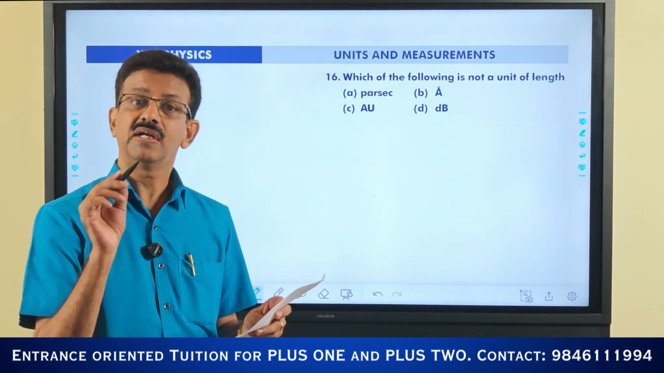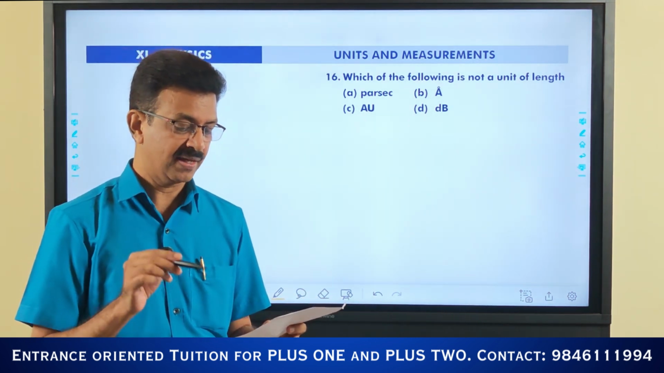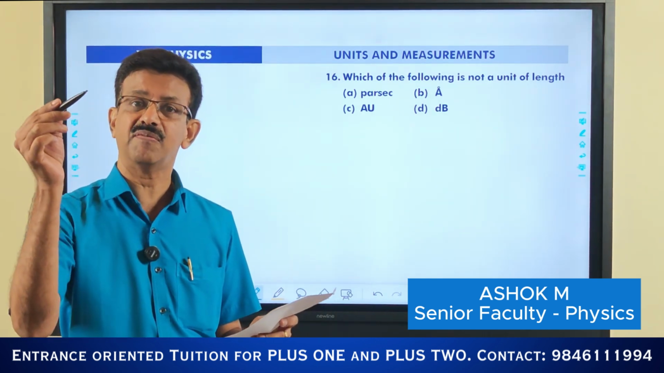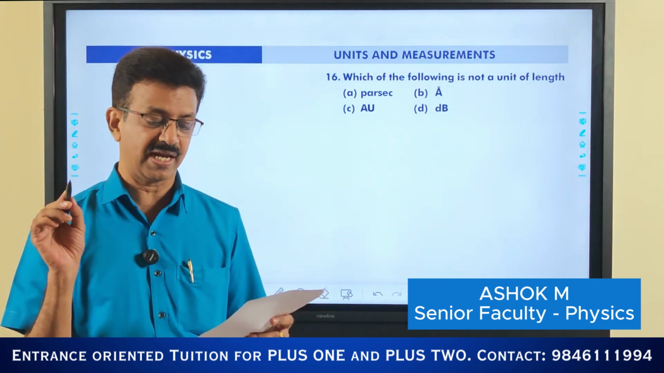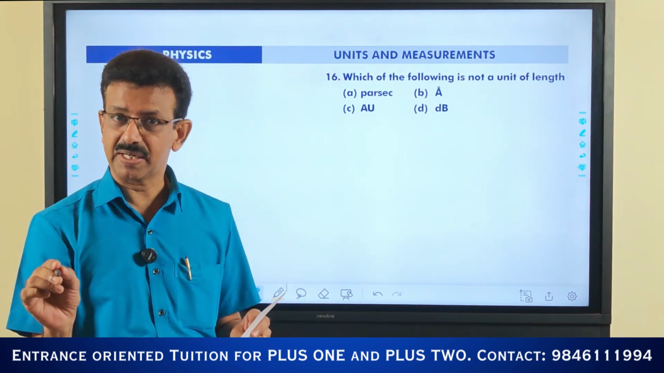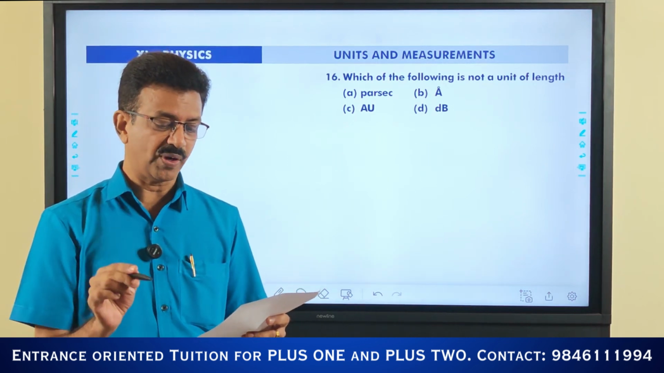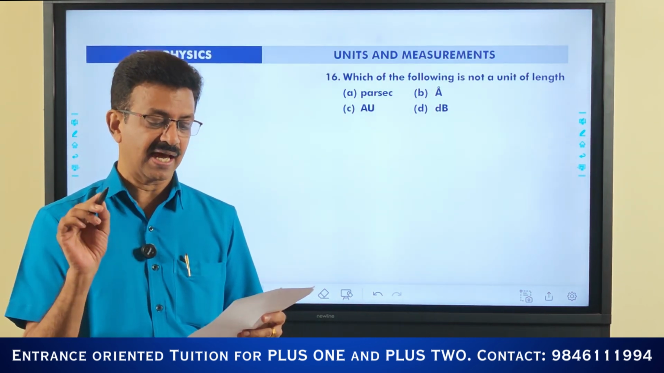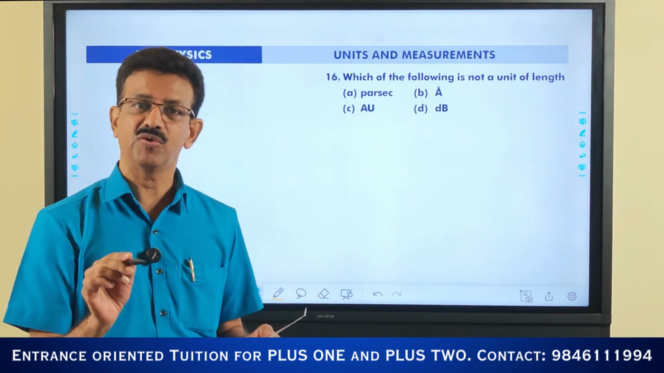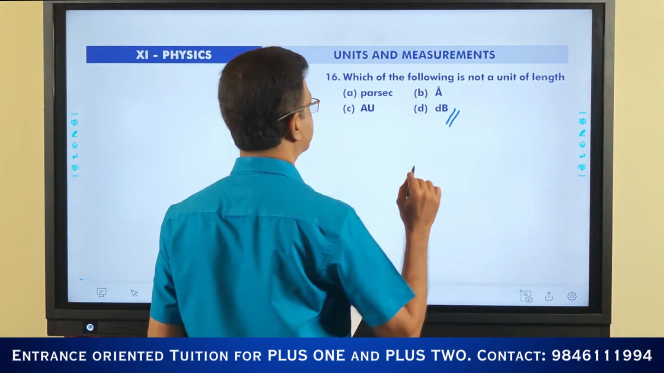Second one, angstrom, 10 raised to minus 10 meter. Very small length to represent wavelength and so on. Then, third one, AU, astronomical unit, the average distance of the sun from the earth. Last one, dB. Decibel is used to represent sound intensity or the level of sound. Then the choices A, B, and C represent length. Last one represents sound intensity. Therefore, here the answer is decibel. D choice is the answer.